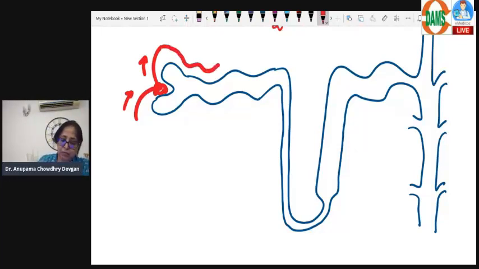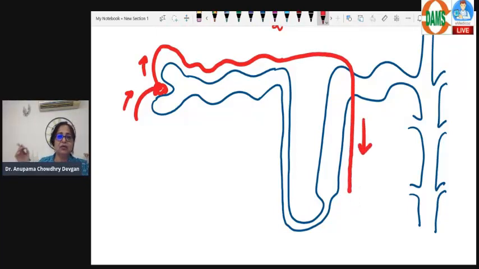Then they form the peritubular capillaries. These are capillaries around the PCT, peritubular capillaries. Now, the peritubular capillaries will form the descending limb of the Vasa recta. The descending limb of the Vasa recta is associated with the ascending limb of the loop of Henle.